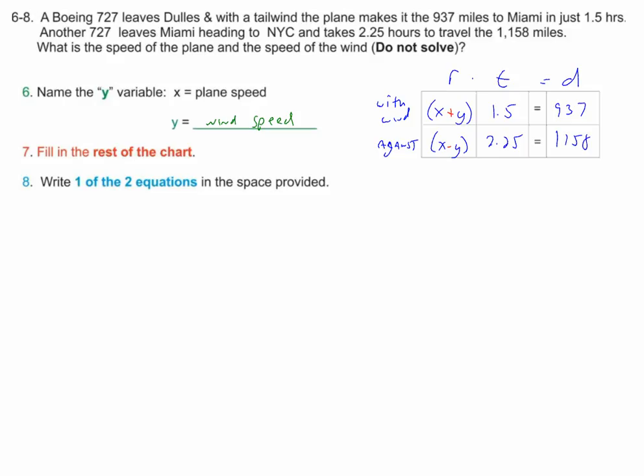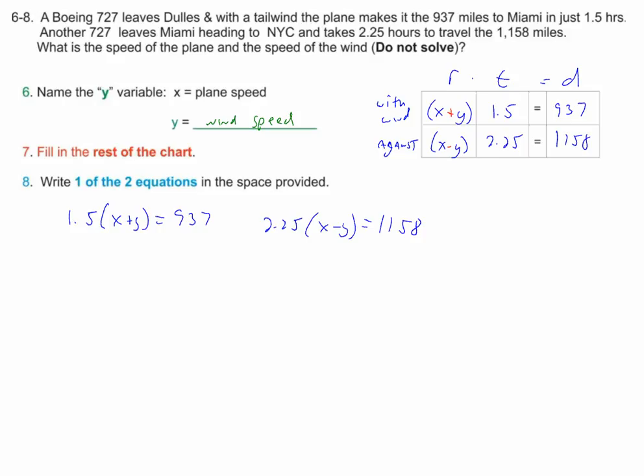Okay, and then the two equations you could have done, and again, we like to reverse, right, the time to put it out in front, distribute. 1.5 times x plus y equals 937, and 2.25 times x minus y equals 1158. Look, if I only ask you for one equation, don't give me two. Because if you give me two and one of them is wrong, I got to take points off. So if I only ask for one equation, only give me one equation. Otherwise, if you get one of them wrong, I'm going to have to take points off.